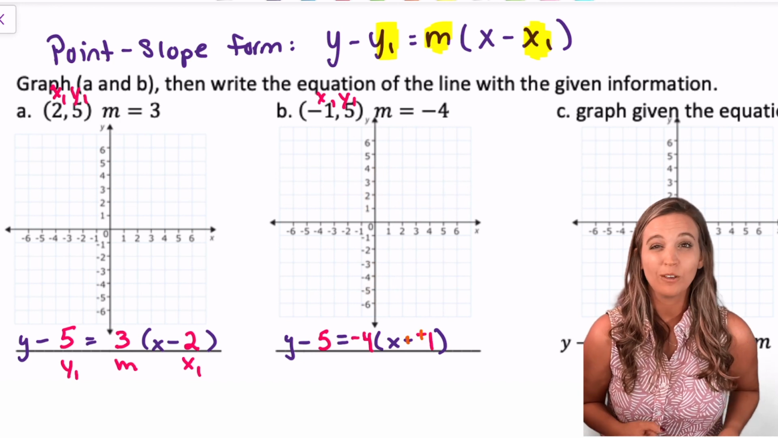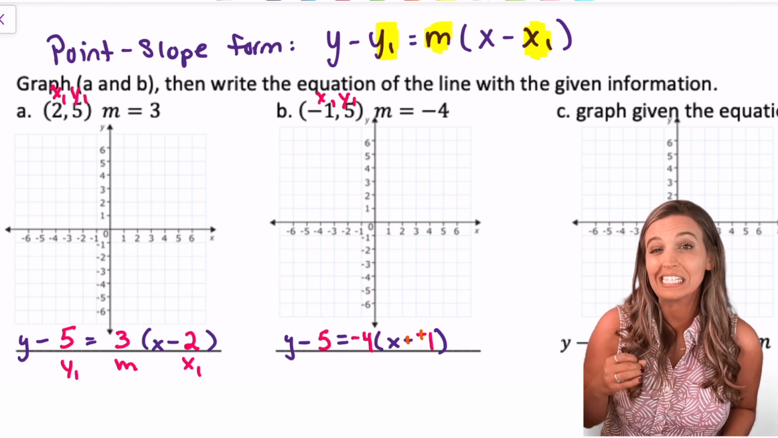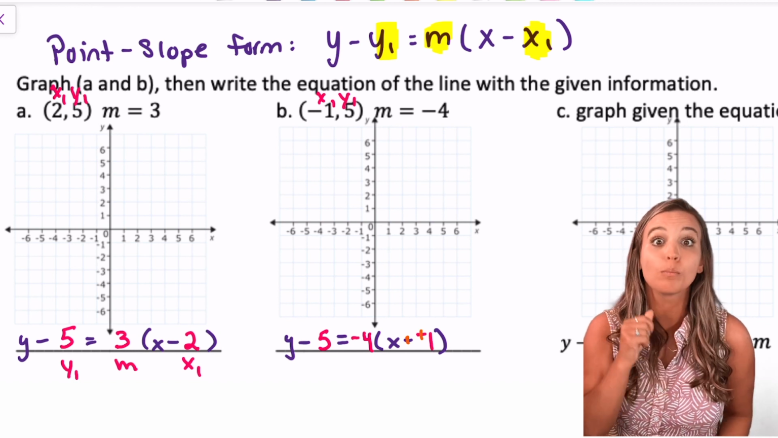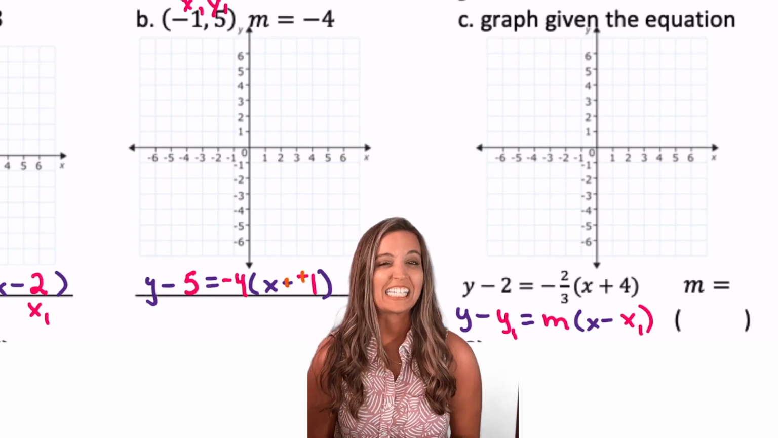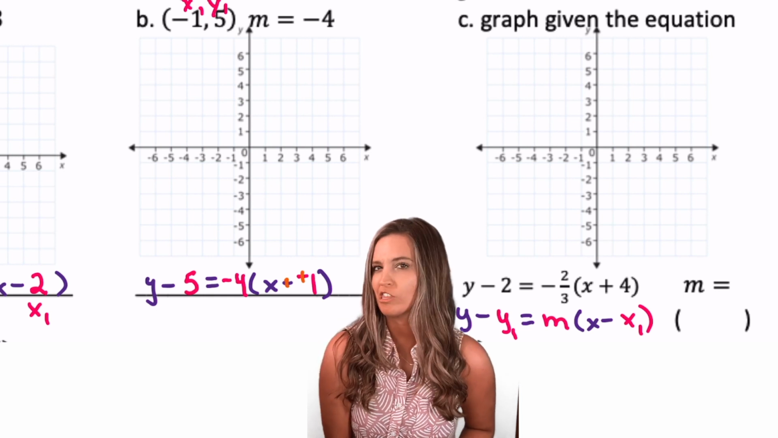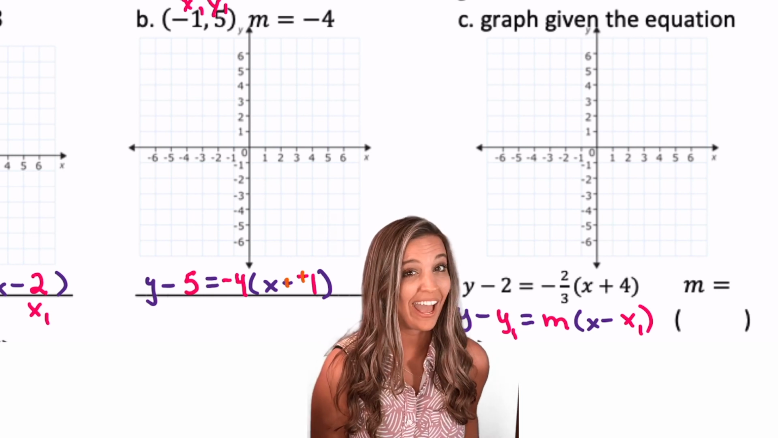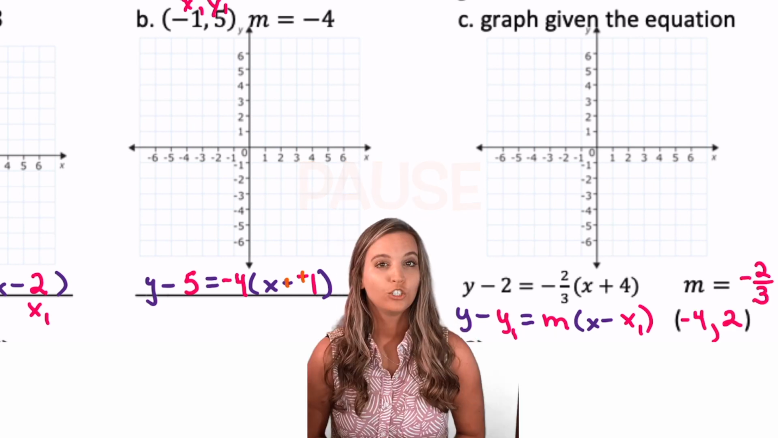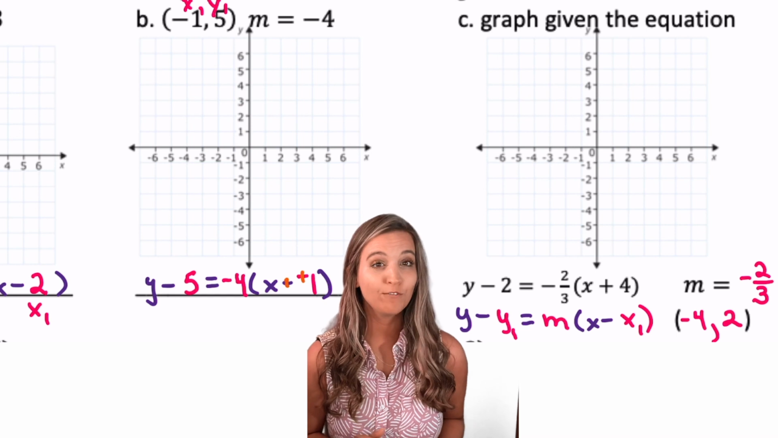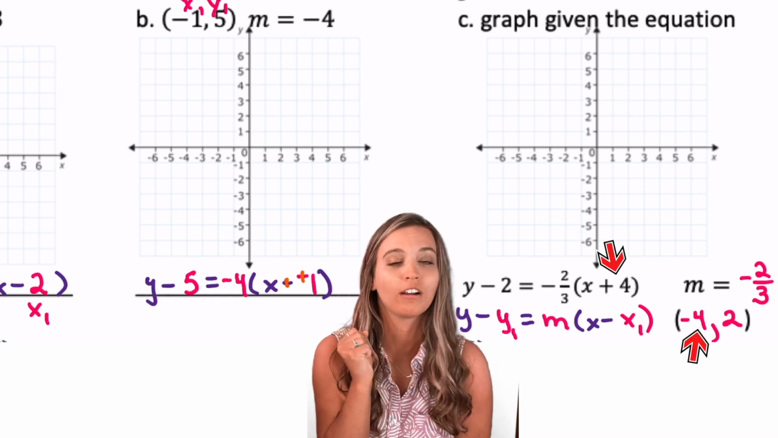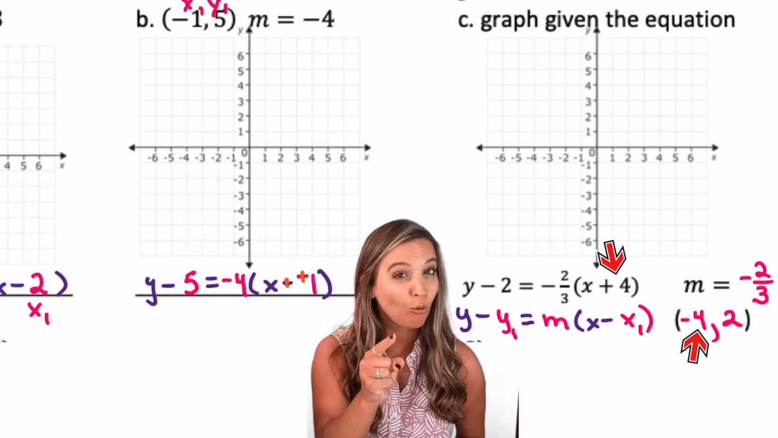Y minus 5 equals negative 4 times x minus negative 1. Can't leave that double negative. Make sure you write x plus 1. Looking at c, this time I'm given the equation in point-slope form. Do you think you could identify the slope and the point? Work backwards. See if you can do it. Check your work. The slope is negative 2/3, but did you get the point right? It's negative 4, 2.